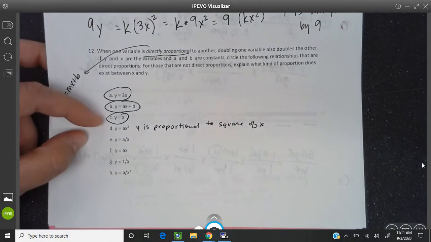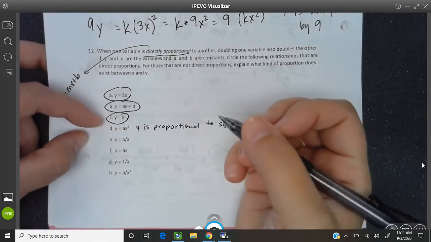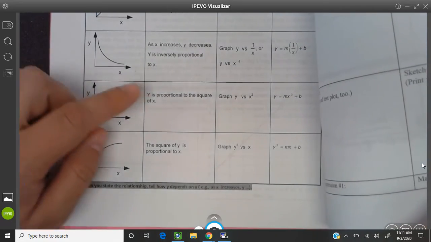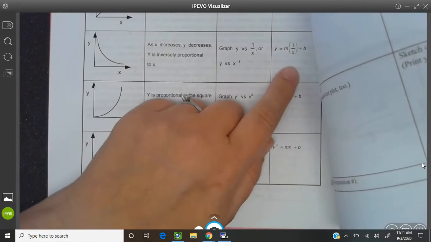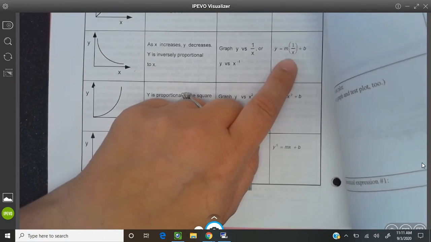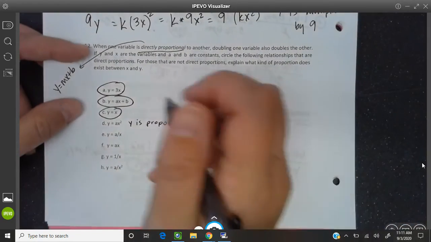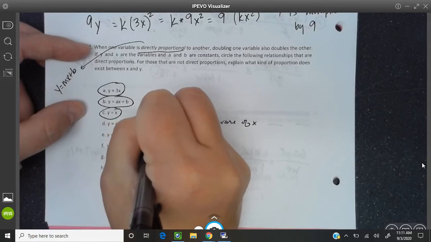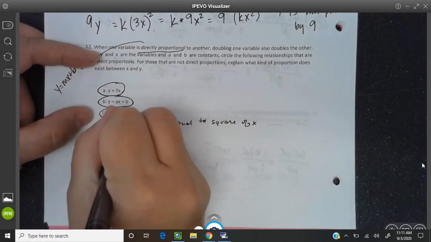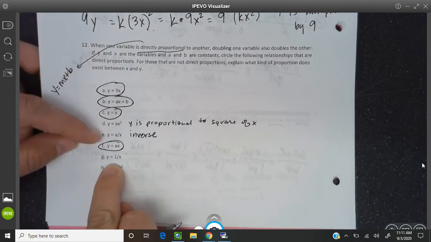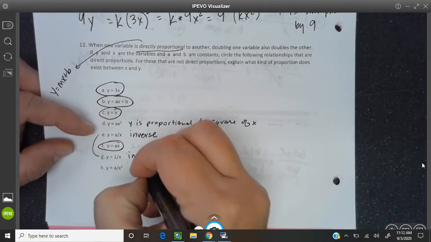All right, what about y equals a over x? Proportional? No, not proportional. If we look at our chart, where does it go? Yeah, a over x is going to fit with this representation. So we're going to say that this one is inversely proportional. I'm just going to write inverse. What about F? Proportional? Yes, that one is proportional. G. G's like E, right? Those two are similar to each other. So this is another inverse.